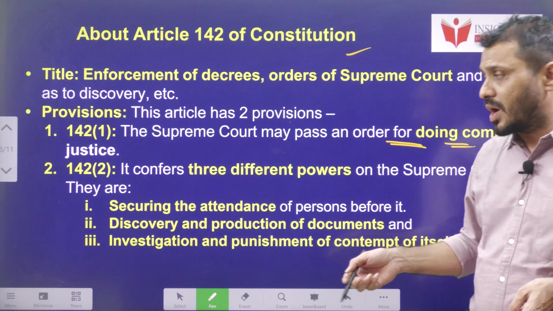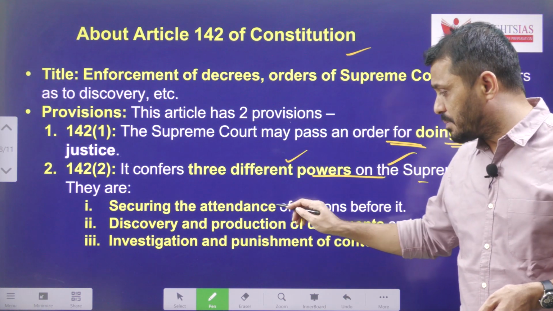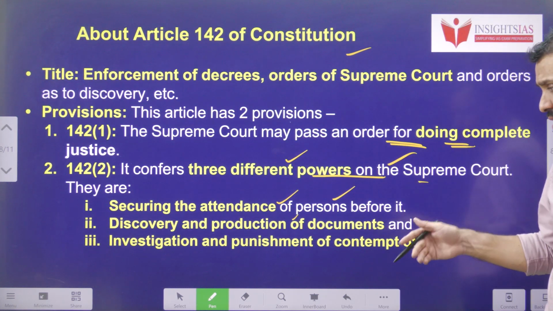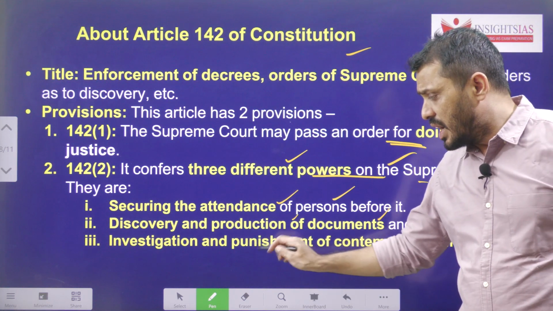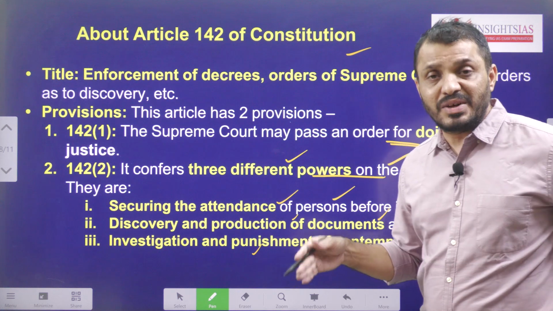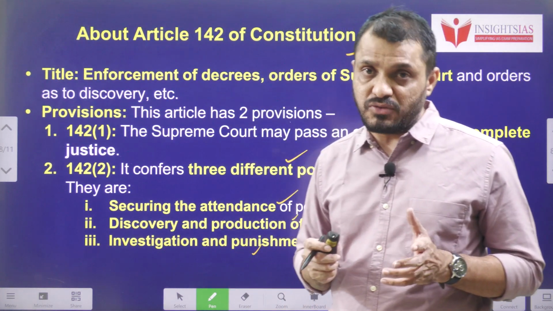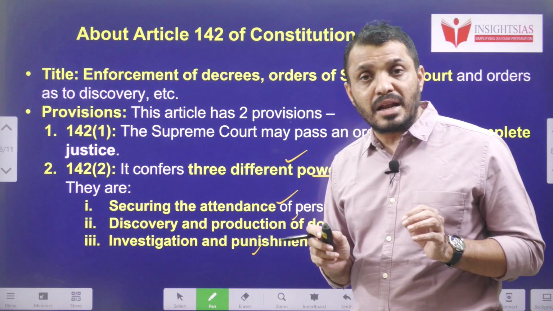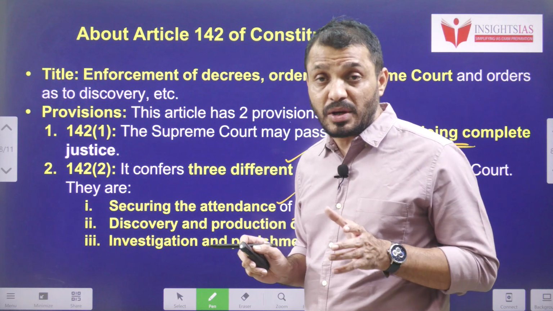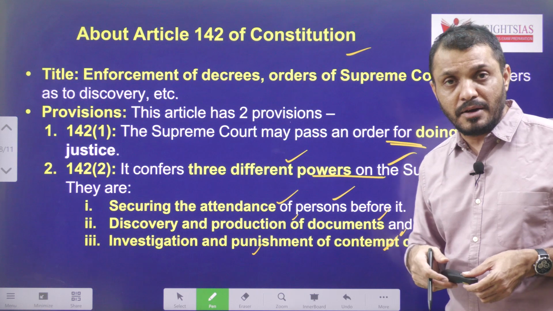Then Article 142 clause 2. Under this, the Supreme Court can summon a person before the court, or the Supreme Court may order the production of any document before the court, and the Supreme Court may also take action on contempt of court. If someone is not following the Supreme Court orders, the Supreme Court can initiate contempt of court. Regarding contempt of court, Parliament made a law also. Previously, there was a UPSC prelims question on contempt of court as well. So you have to be thorough with this particular area.